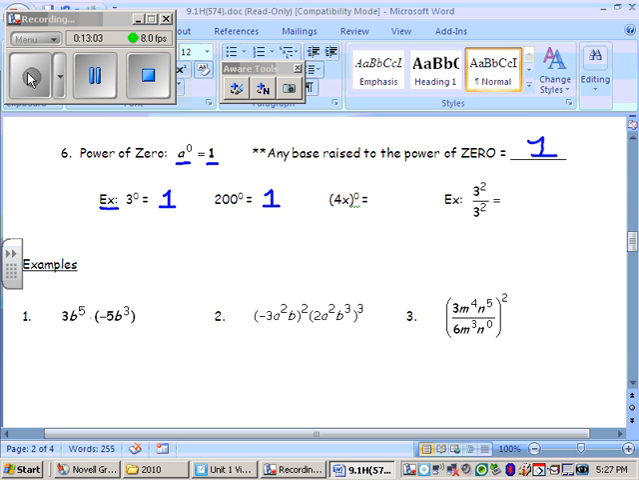200 to the 0 power equals 1. Even when an expression like 4x is raised to the 0 power, you can put 1. And then in some cases, when you're using the quotient property and the bases are the same, and you subtract the exponents, once you subtract, if you end up with 0, then 3 to the 0 power gives you a final answer of 1.